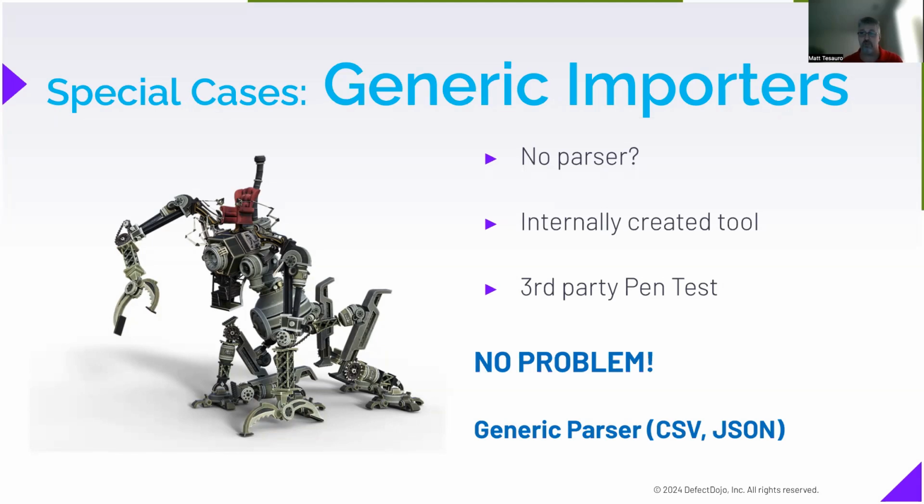Same for those internal security controls or whatever. Put them into an easy-for-you-to-create format, whether that's CSV or JSON, and then you can just directly import them into DefectDojo, no big deal.